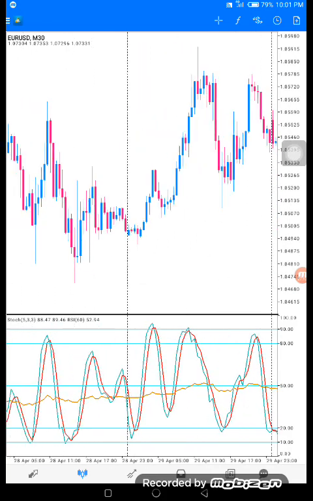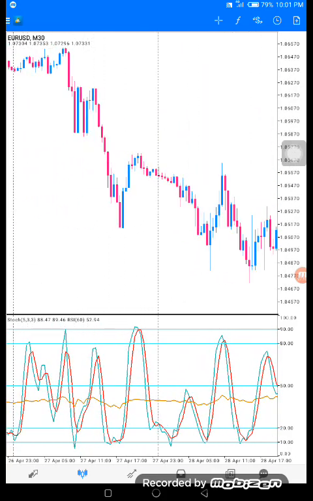You can try it out by yourself wherever you are. Try it on demo and be diligent with it. Don't forget to put your stop loss. Don't forget to take your profits. Don't go and say you want to start holding it for a long run. This is not a trend strategy. It's an intraday trading strategy.